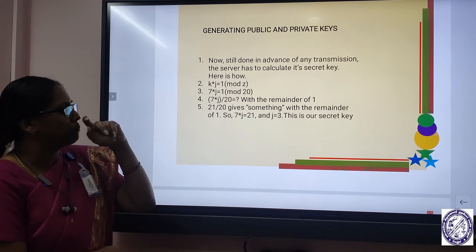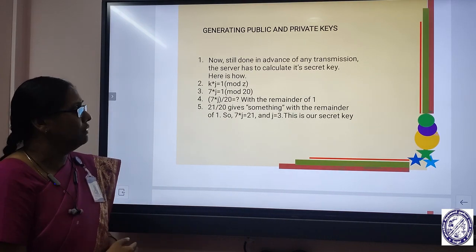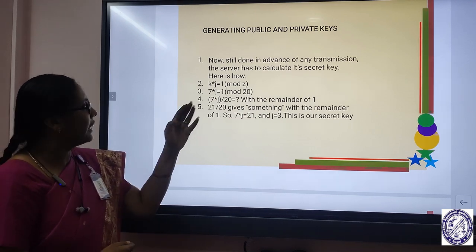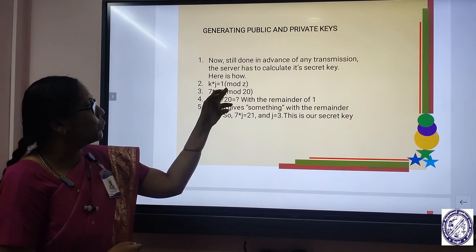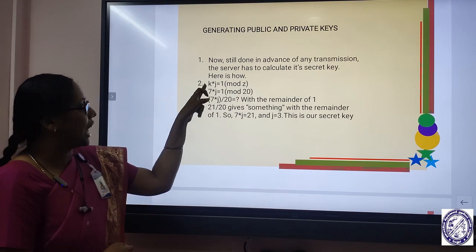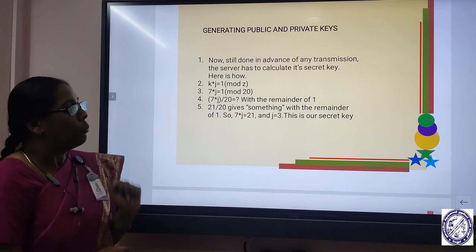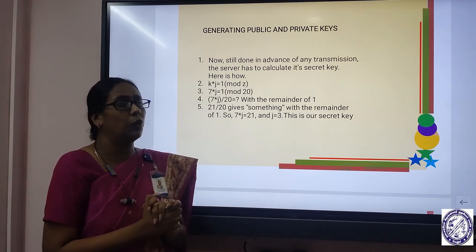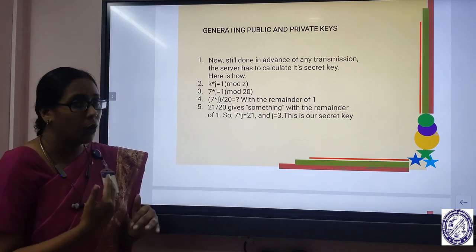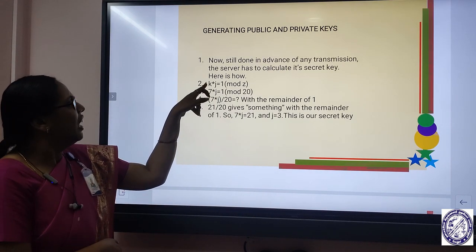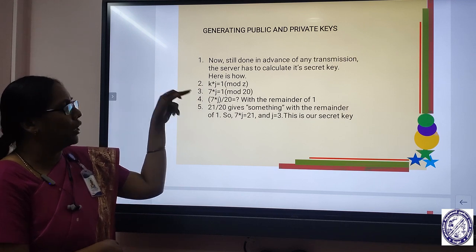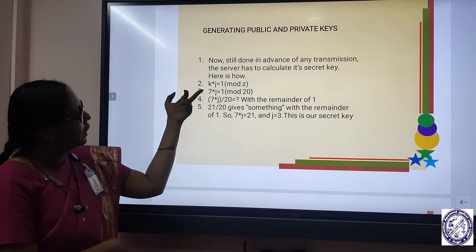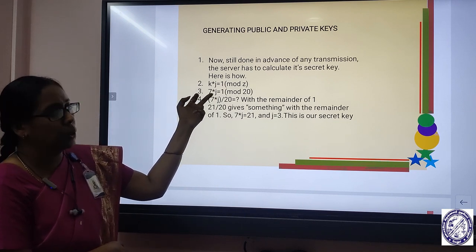Now, in the transmission, the server has to calculate its secret key. This is the formula to calculate the secret key: k star j equal to 1 mod z. Mod is nothing but remainder. When we divide the numbers, the remainder value will be the mod value. So here I substitute k equal to 7. We already found k equal to 7. Here substitute 7 star j equal to 1.